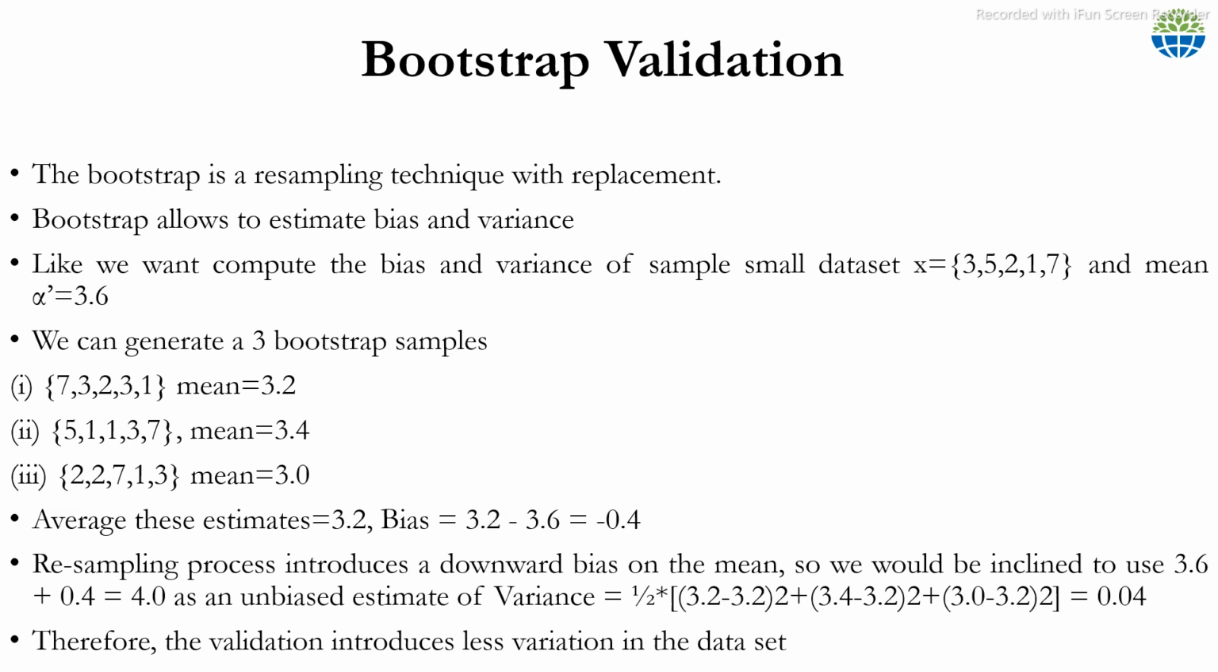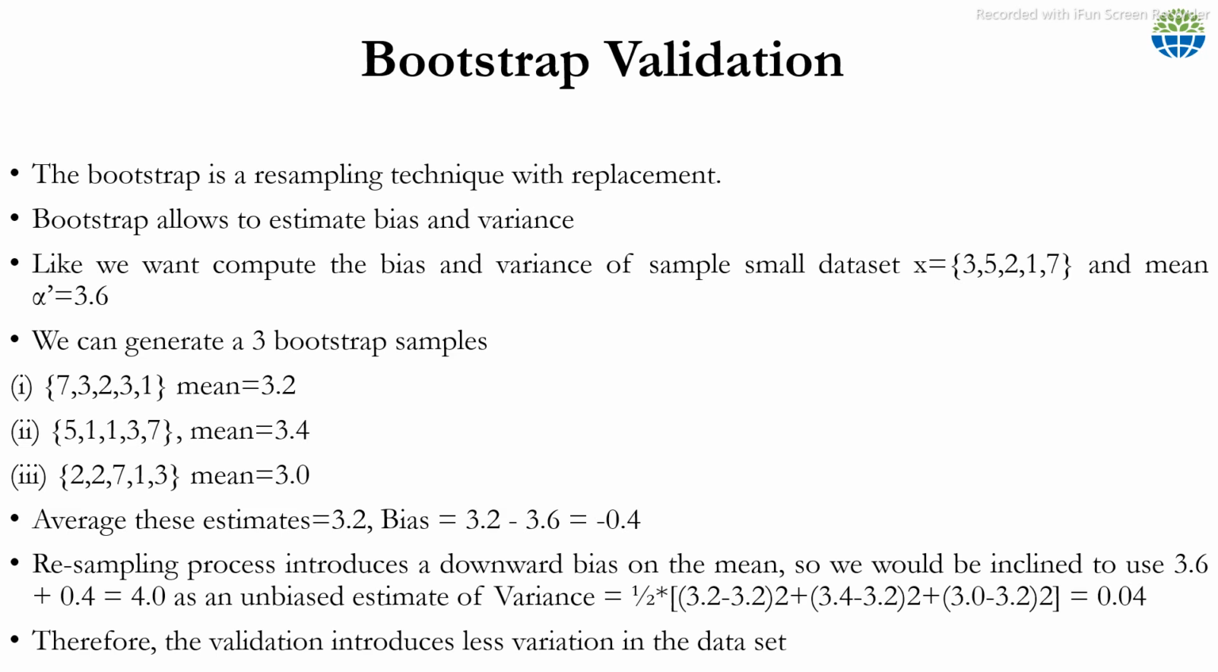Another method is bootstrap validation. All types of validation methods cannot be used in every research paper, thesis or report. You can use two or three. So one more method is the bootstrap validation method. It is a resampling technique with replacement, which allows us to estimate the bias and the variance.